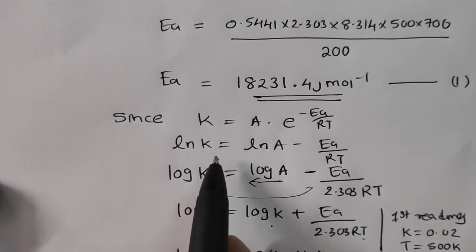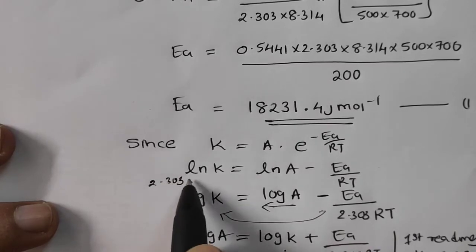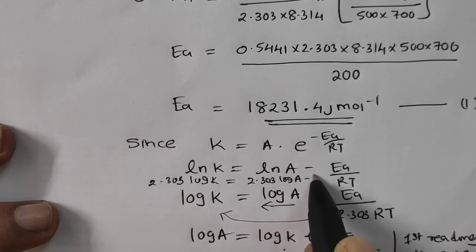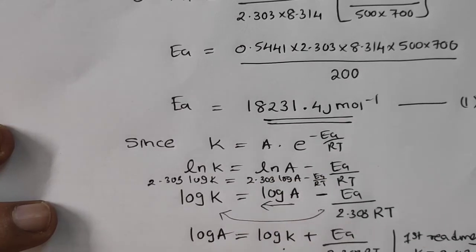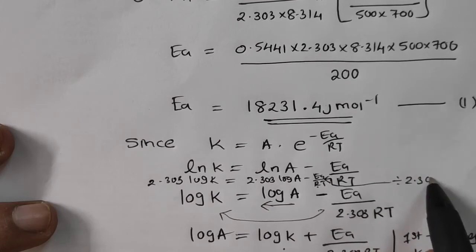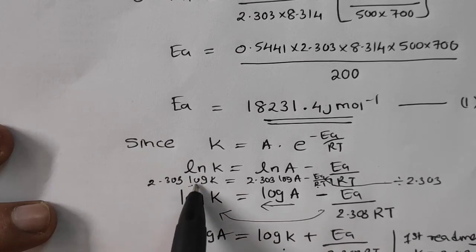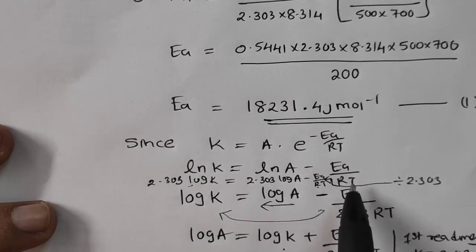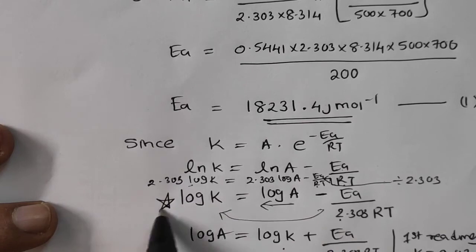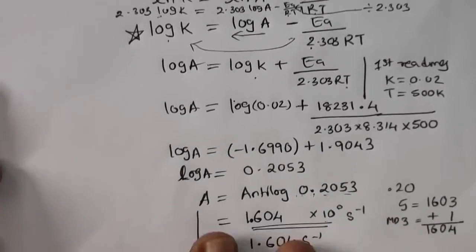Now, when you convert, you will have 2.303 log K is equal to 2.303 log A minus EA by RT. If you divide this equation by 2.303, this will cancel, this will cancel, and below, with RT, you will get 2.303. This is how we got this equation. So here we found A also and EA also. This question can be asked for 3 marks.